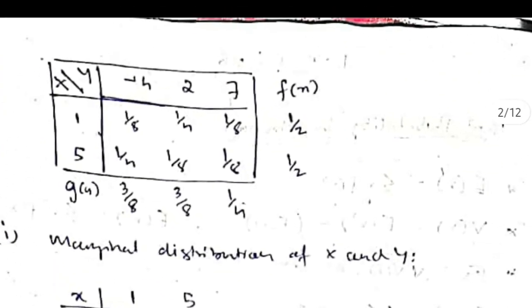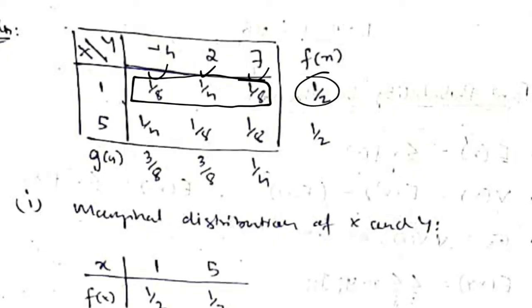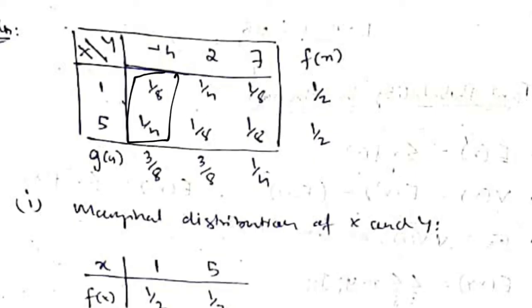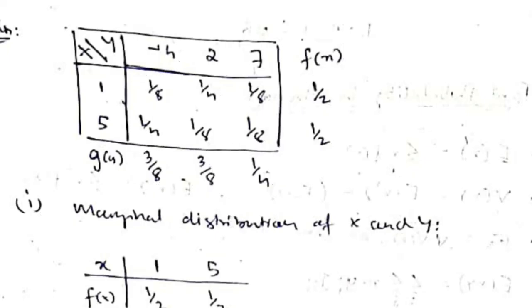See here, this table I have redrawn, and here we will be finding out this sum. This sum means 1 by 8 plus 1 by 4 plus 1 by 8, and that I will be writing here. And this sum, 1 by 4 plus 1 by 8 plus 1 by 8, I will be writing here. In the same way, I will be finding out the sum for each column. 1 by 8 plus 1 by 4 is 3 by 8. 1 by 4 plus 1 by 8, 1 by 8 plus 1 by 8. Now after we get all these values, I will be writing them down in a separate table.